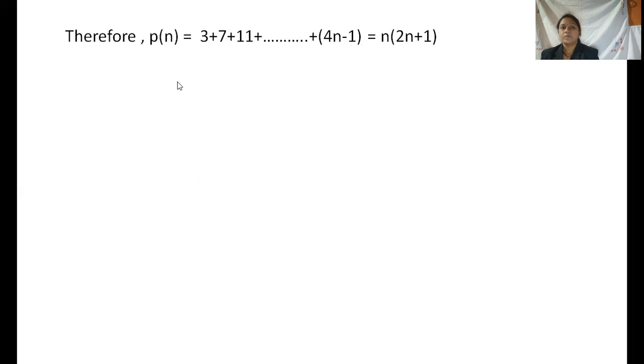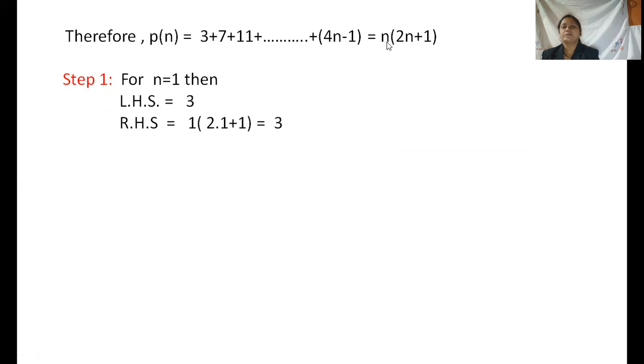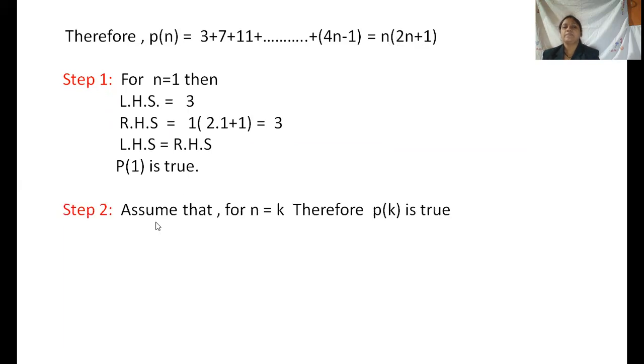Now step number first, for n is equal to 1. Therefore LHS is equal to, replace n by 1, 4 into 1 minus 1, 4 minus 1, is 3. RHS is equal to, replace n by 1, 1 into (2 into 1 plus 1) is equal to 3. Therefore LHS is equal to RHS. Therefore P1 is true. Now step number second, assume that for n is equal to k, therefore P of k is true.